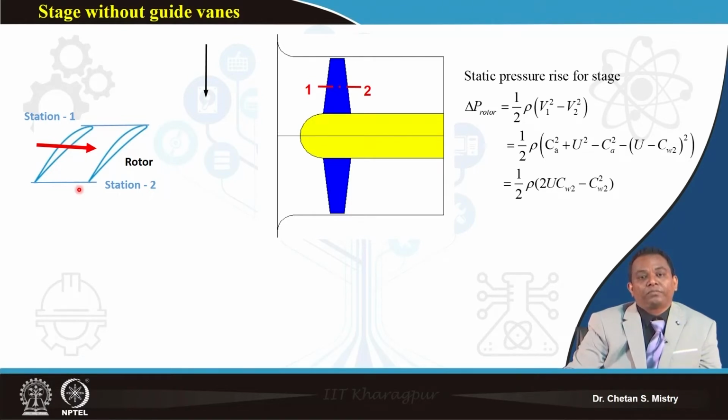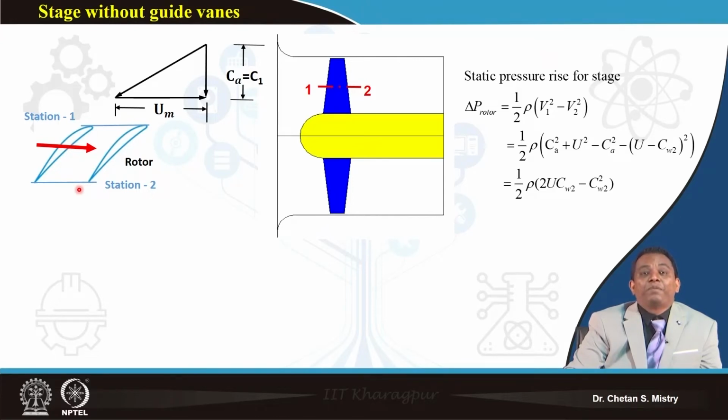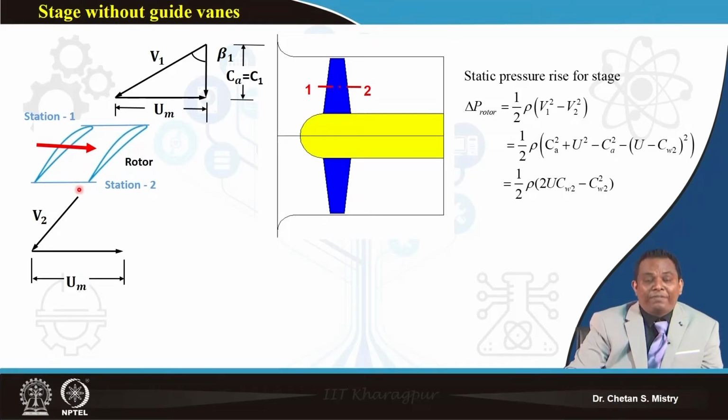Let me consider that for this fan my flow is entering axially. So my absolute velocity and my axial velocity are the same. This is my peripheral speed at the midsection, and this represents my relative velocity component and my blade angle at the entry, or airflow angle at the entry. Now my flow will come out with relative velocity V2, and I have my peripheral speed, and connecting them represents my absolute velocity component.